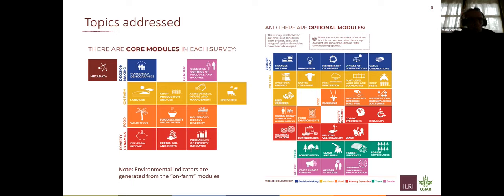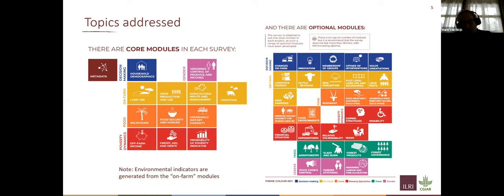So in the core modules, we always collect metadata, information about the household, gender-related information, of course, farm production information in terms of land use, crop production and use, agricultural inputs, and livestock-related production. And that we combine with several welfare indicators focused around food, wild food collection, food security and hunger indicators, dietary diversity indicators, and indicators around poverty dynamics, you know, farm income, access to credit, aid and debts, and poverty assessments and income indicators.